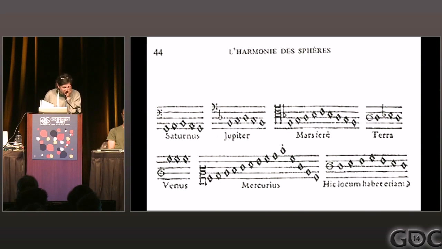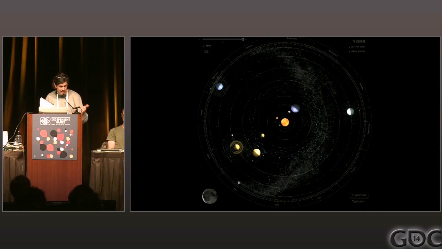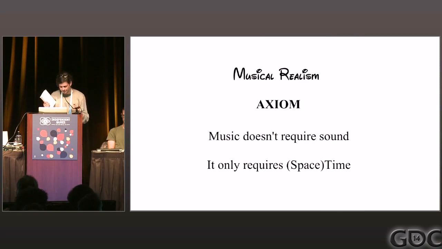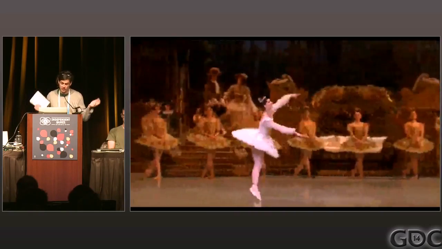So the meaning of music that we use often today is a lot more specialized than it has been in history. These are the planetary melodies written out by Johann Kepler. And this was a common thing, like the old Pythagorean musical philosophy, which basically believed that mathematics, music, and cosmology were three poles of the same thing. So basically, music doesn't require sound. It just requires time. It requires events placed in time and space.